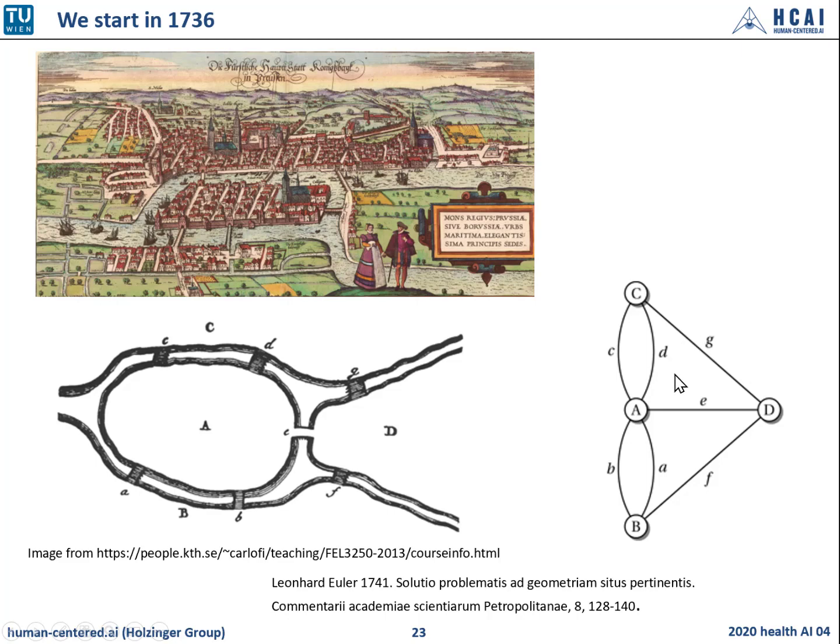A graph is a pair G = (V, E), where V is a set of vertices, singular vertex, and E is a set of edges, also called links. And these can be directed or undirected. And here is the original from Euler.